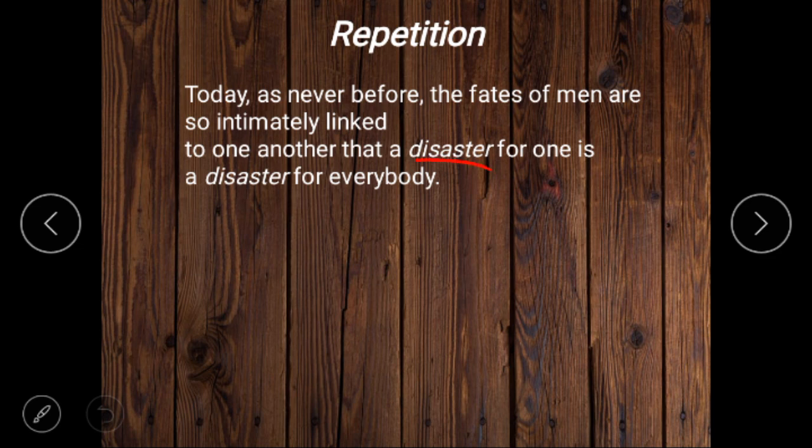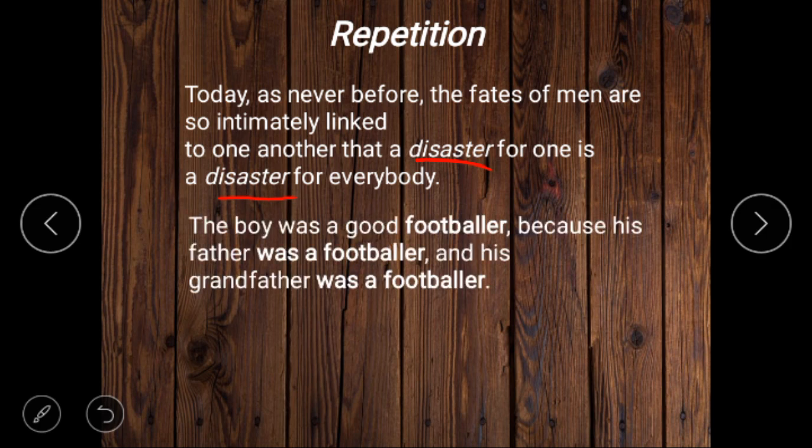Now the word disaster is repeated. You can see that. The poet could have used some other word, but he chose to repeat disaster for effect. Now figures of speech make it easier for us to sing poems. That's why they are used. Let's look at the second example.